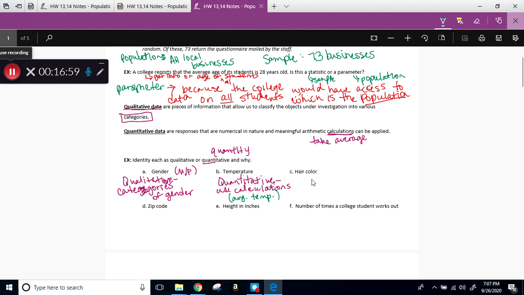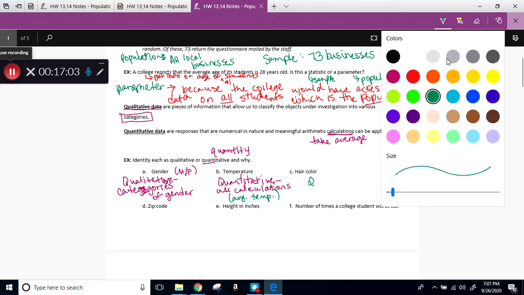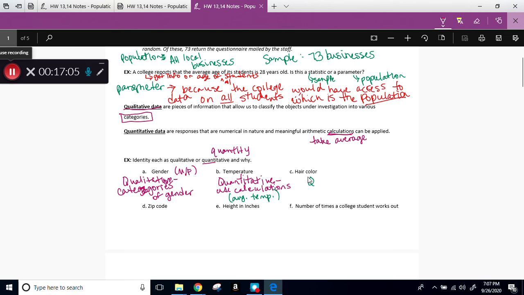So that is qualitative. A lot of times, anytime you're dealing in words like that, it is qualitative. Another way to think of it is you're talking about categories of hair color.